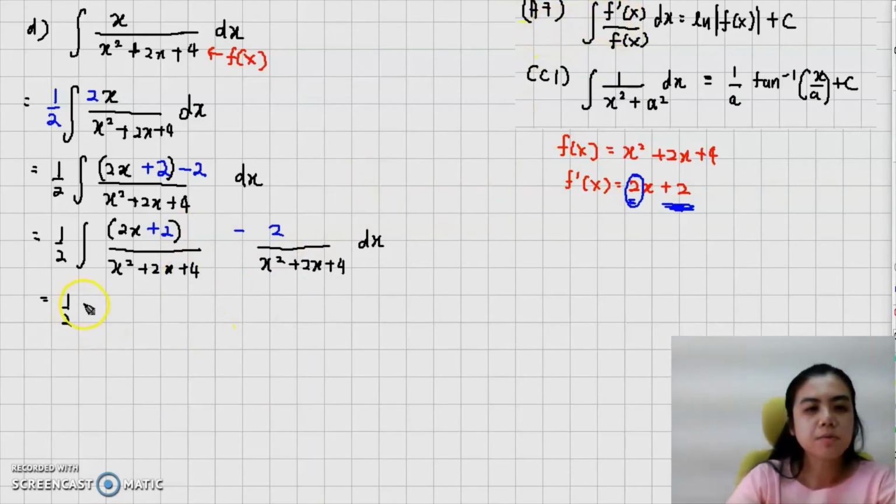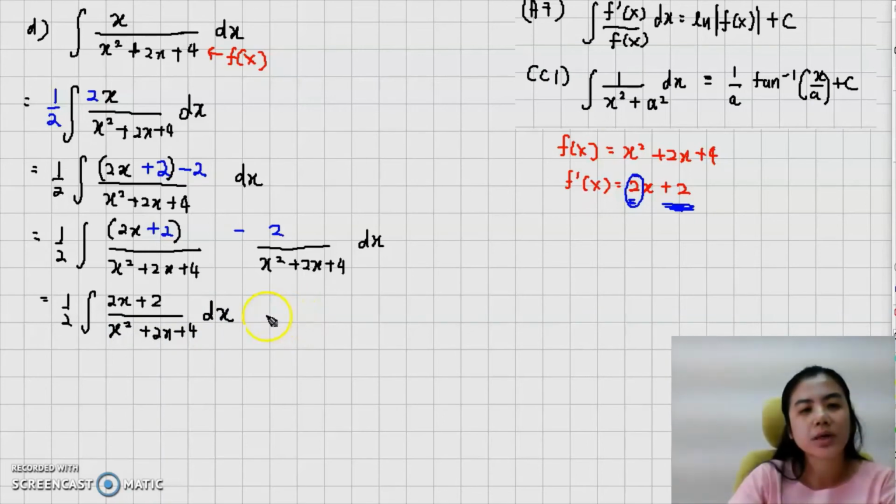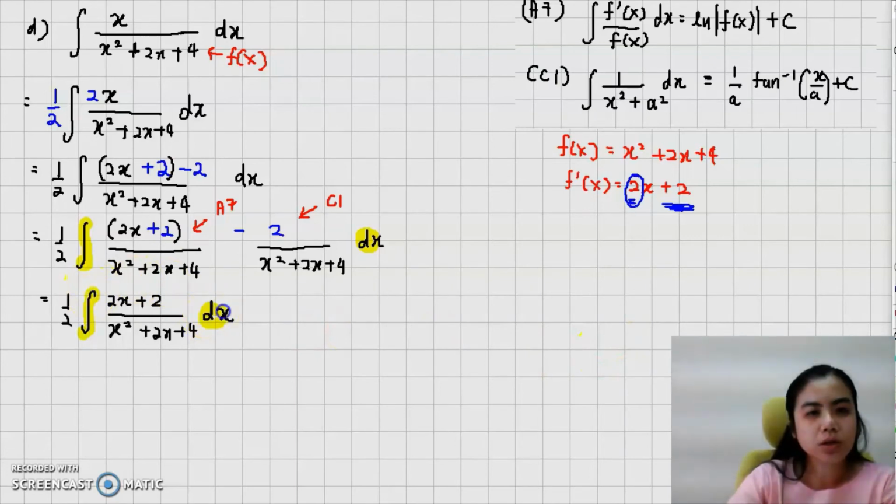Let me rewrite it so that it looks nice. So we have 2x over x squared plus 2x plus 4, dx. Let me separate into two integrations, one for the formula of A7 and one for the formula of C1. So we separate it into two integrations.